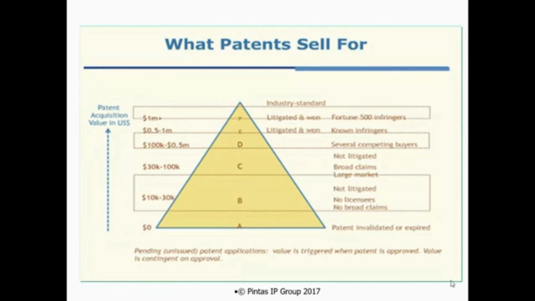To enhance your value, make sure you use your technology and your patent widely, and have a broad claim. And not only that, if you litigate and successfully litigate, people will not challenge your patent anymore and it will have more value. So this is the rule you need to think about if you want to put a value on your patent.